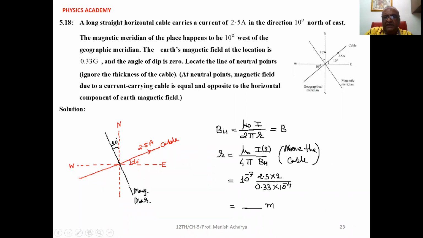Okay. Now substitute the values. Mu 0 upon 4 pi, that is 10 raised to minus 7, I 2.5, 2, and Earth's horizontal field that is 0.33 Gauss, that is 0.33 into 10 raised to minus 4. You will get the answer. Clear to all of you?